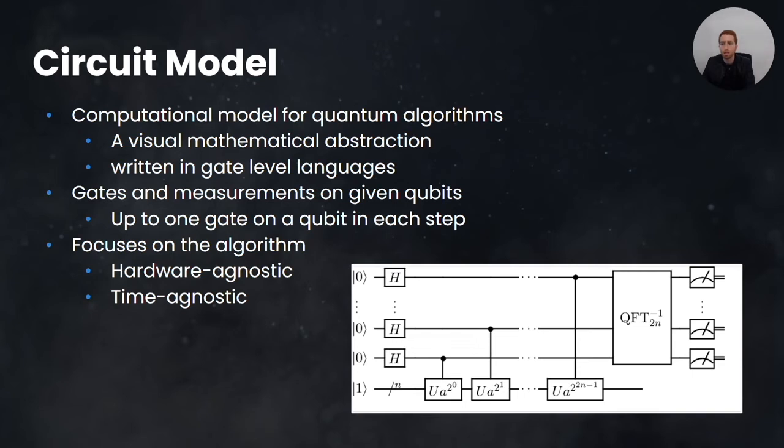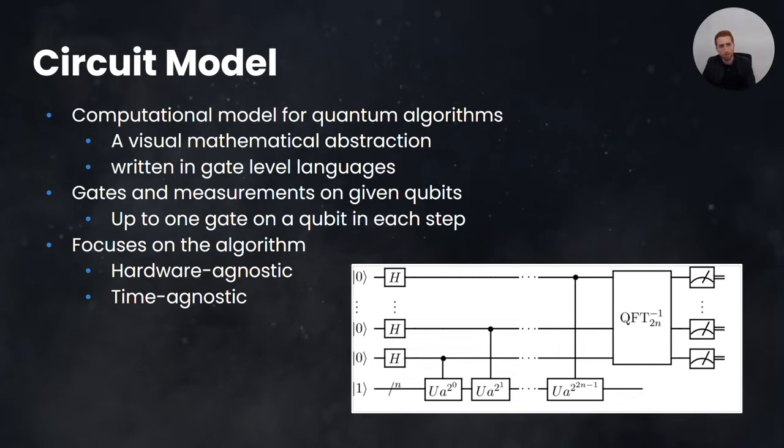The circuit model is a computational model for quantum algorithms or quantum computing. It's equivalent to the quantum Turing machine computation model. The difference is that it is a visual and very elegant model. It's written in gate-level languages like IBM's Qiskit and Google's Cirq, and it has gates and measurements that you can apply on given qubits. The qubits don't disappear, they are not added. You start with 5 qubits, you end up with 5 qubits, and you can only apply one gate on each qubit at a time. So you cannot do, for example, a Hadamard gate and also an X gate simultaneously. You need to order them one after the other.